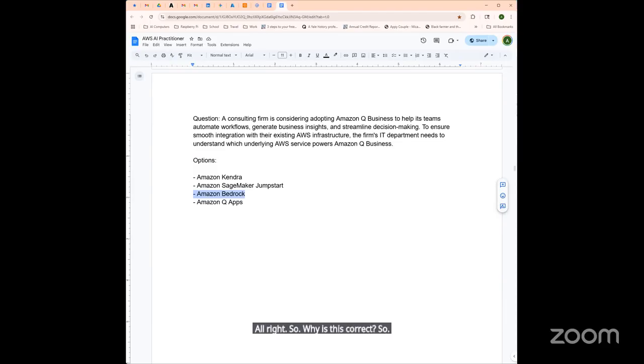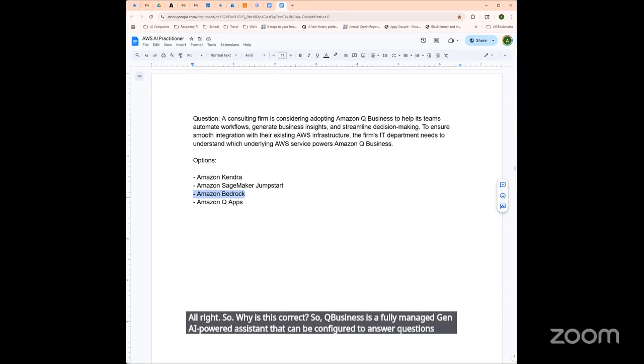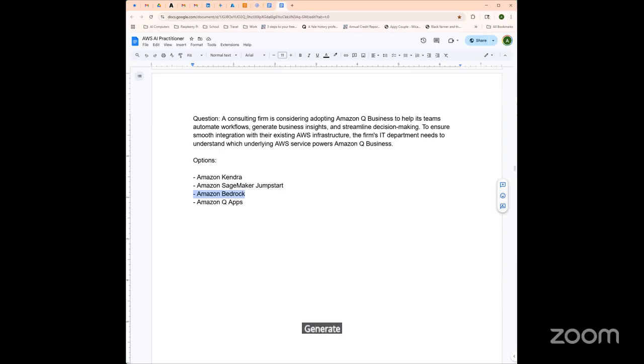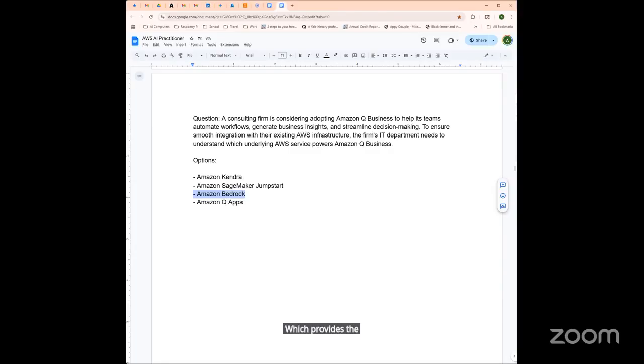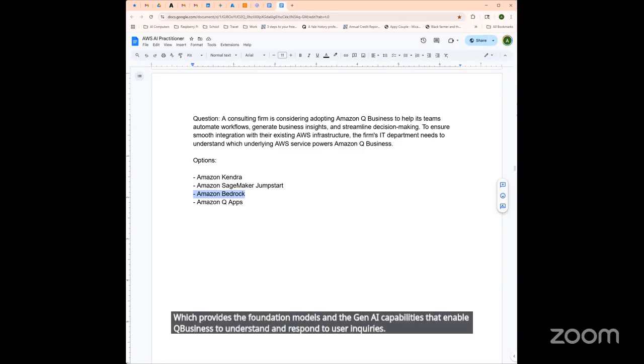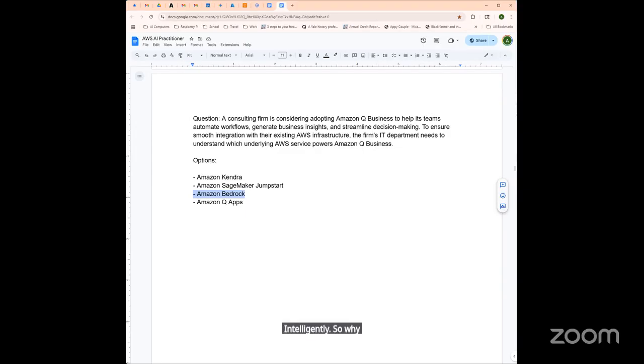Q Business is a fully managed Gen AI powered assistant that can be configured to answer questions, provide summaries, generate content, and complete tasks based on enterprise data. And Q Business is backed by Bedrock, which provides the foundation models and the Gen AI capabilities that enable Q Business to understand and respond to user queries intelligently. So why are the other answers incorrect? Okay, let's see.